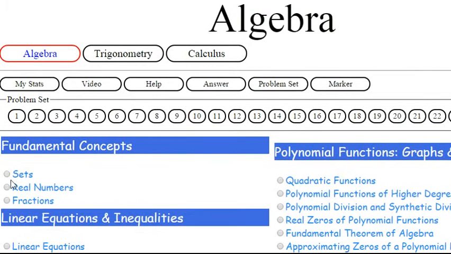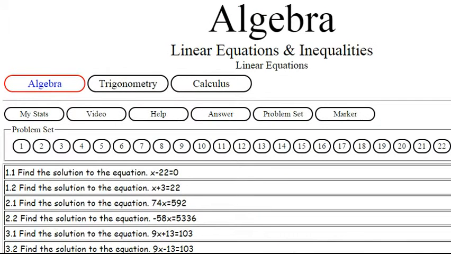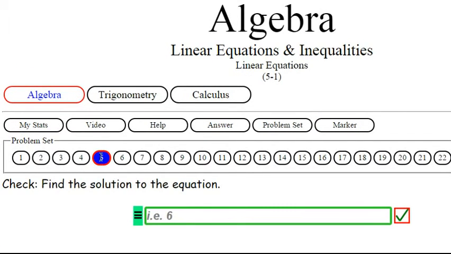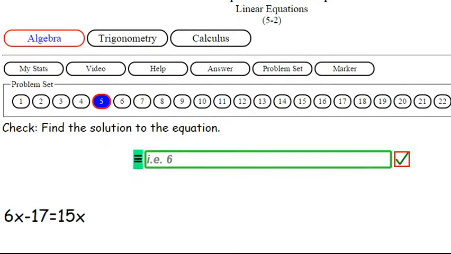Let's click on the algebra and go down to linear equations. And we are doing 5.2. I'm just going to click on that right there. We get 5.2 to come up. There it is. Okay.